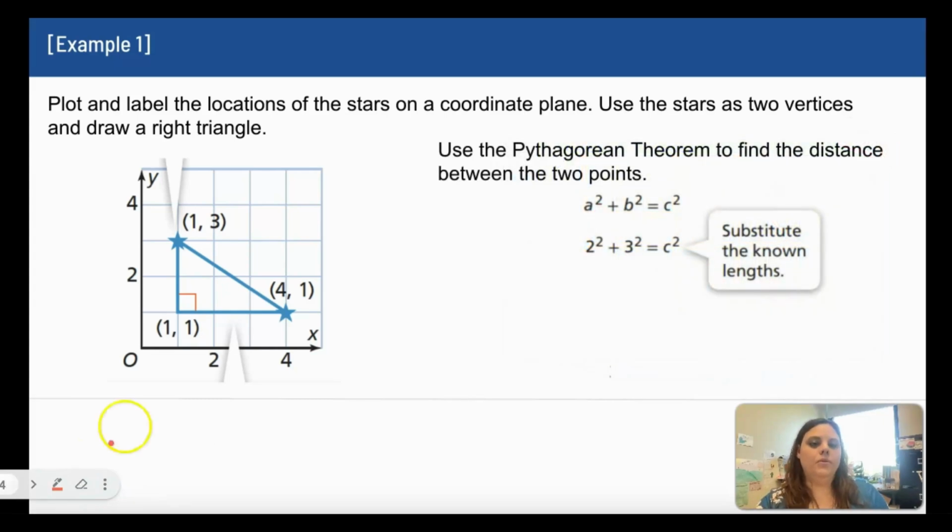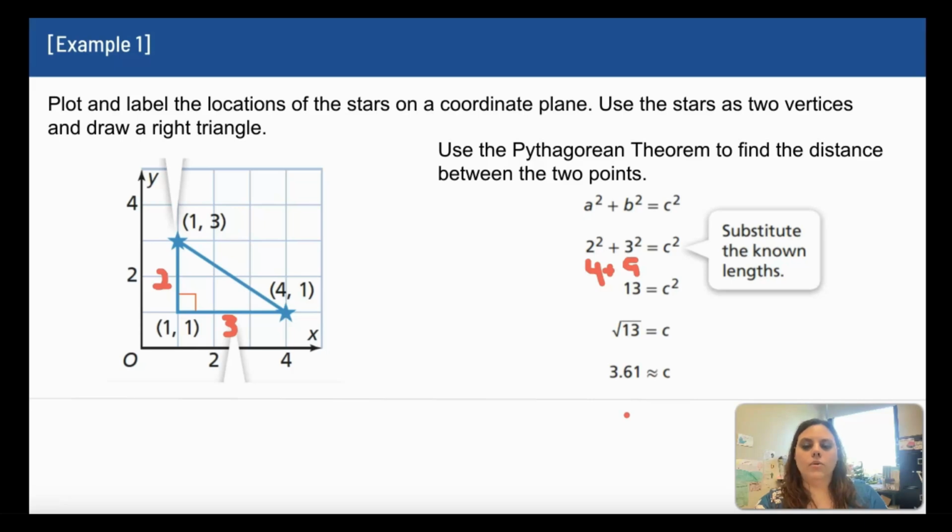Using the Pythagorean theorem, we can see that the length of the bottom is 1, 2, 3, so we get 3, and the length of the side is 1, 2, so we get 2. So we use 2 and 3 as A and B. 2 squared is 4, and 3 squared is 9, so we have 4 plus 9, which is 13. Finally, we use a calculator to help us take the square root. The square root of 13 is about 3.61. So walking this straight path from star to star would be 3.61 units.